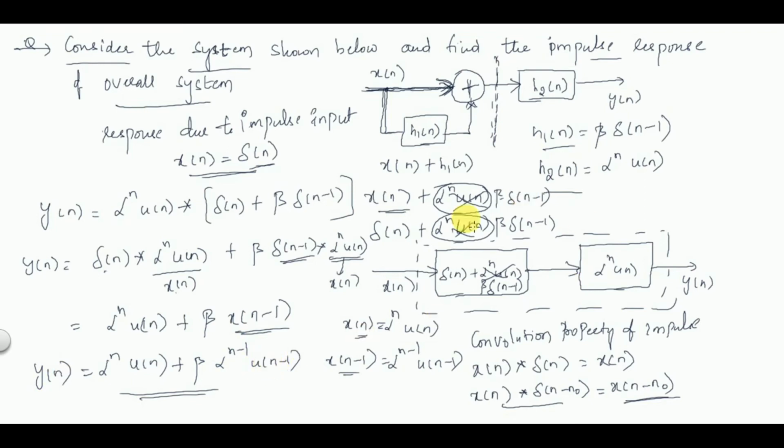So first of all you have to use the cascaded network property. When they are cascaded, overall impulse response is the convolution of the two impulse responses. So that is what we have written here, and then you have to use the convolution property of impulse in order to solve this question.